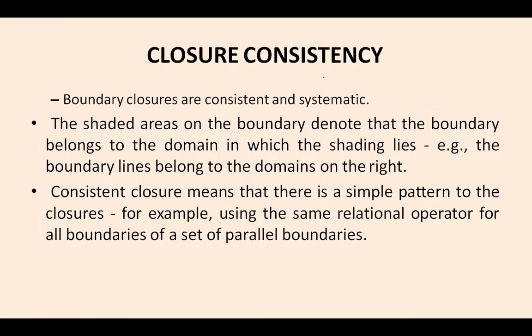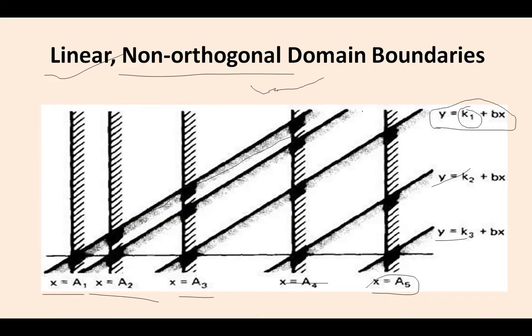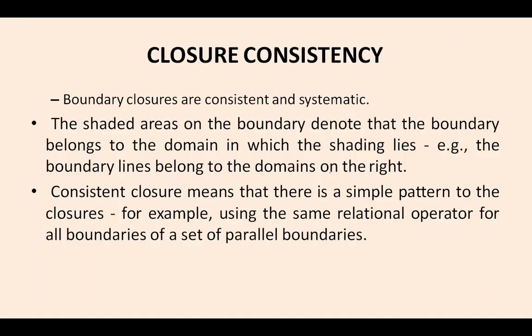Next, closure consistency. Closure consistency is one of the properties of nice boundaries. Nice boundaries are consistent, with closure consistency and complete boundaries. All these things are the properties. In the previous video, I discussed the properties of nice and ugly domains. Boundary closures are consistent and systematic. In the previous figure, some of the shaded areas are on the boundary, denoting that the boundary belongs to the domain in which the shading lies; the boundary lines belong to the domains on the right.